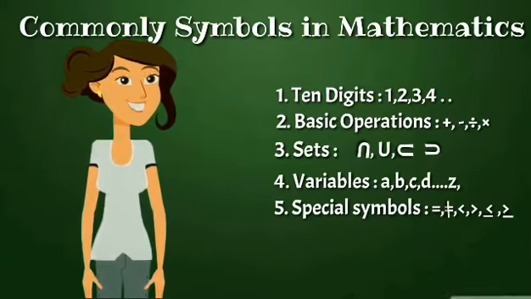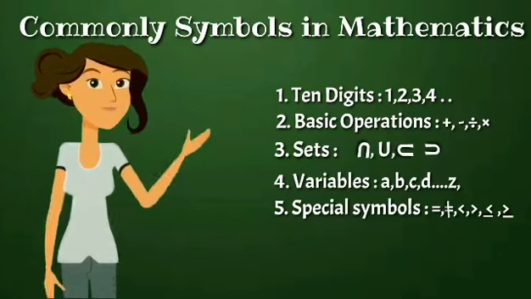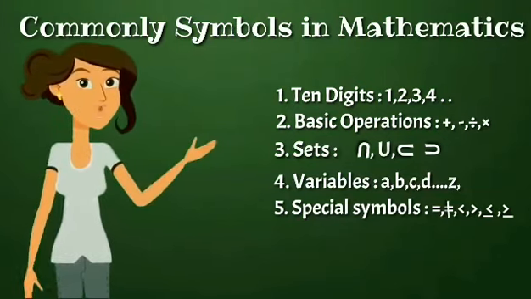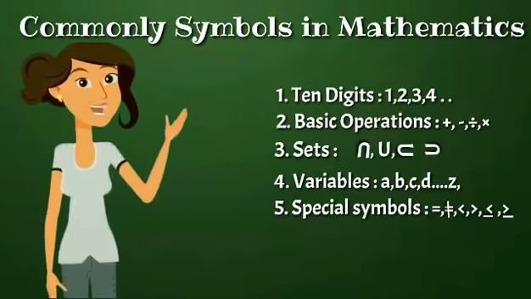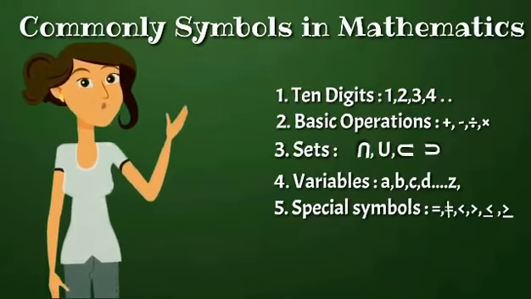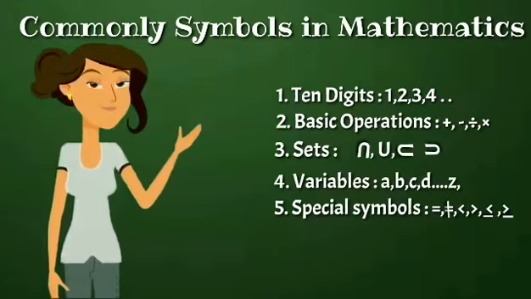The most common symbols in mathematics are the following: the 10 digits: 1, 2, 3, and so on. The basic operations: addition, subtraction, division, and multiplication. The set: intersection, union, subset, and superset. The variables: any letter from the alphabet that represents a value, A, B, C, D, and so on. The special symbols: equal, not equal, less than, greater than, less than or equal to, and greater than or equal to.